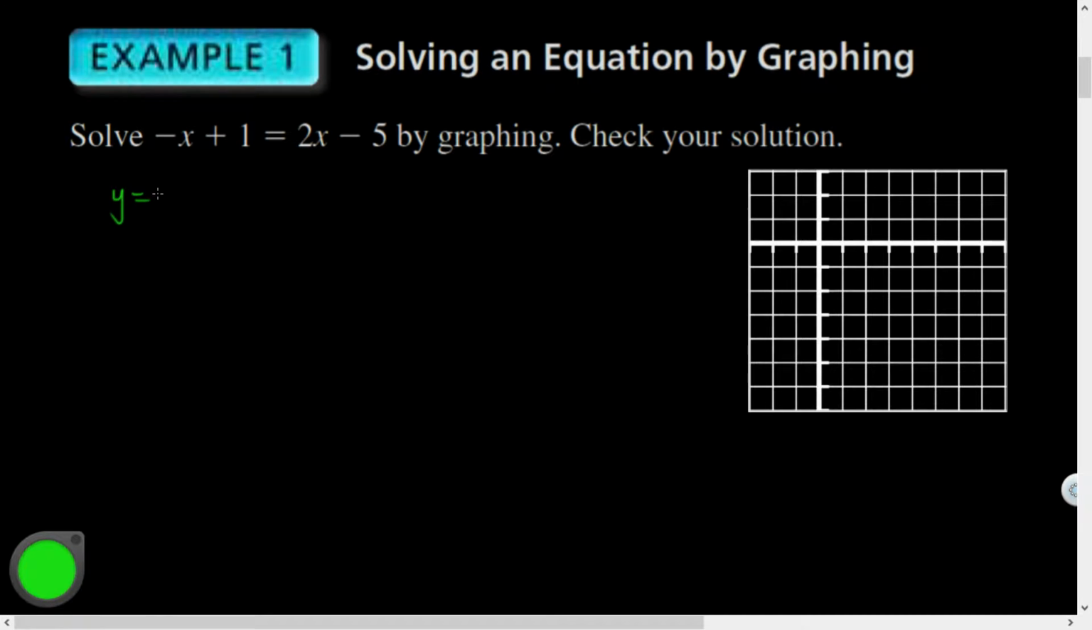I'll write y equals negative x plus 1 as one of the equations, where I take this side and set it equal to y, a new variable that didn't exist until I just made it. And we have y equals 2x minus 5. So I've taken this side and written my own equation.